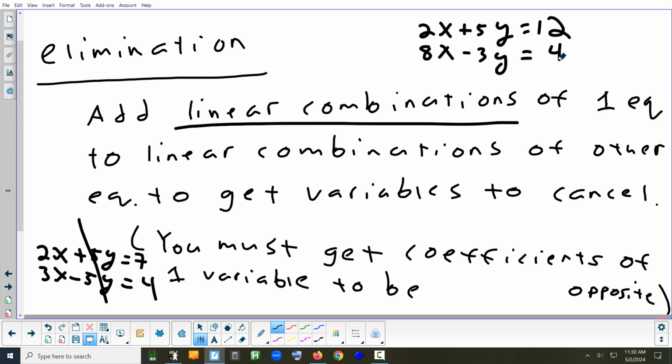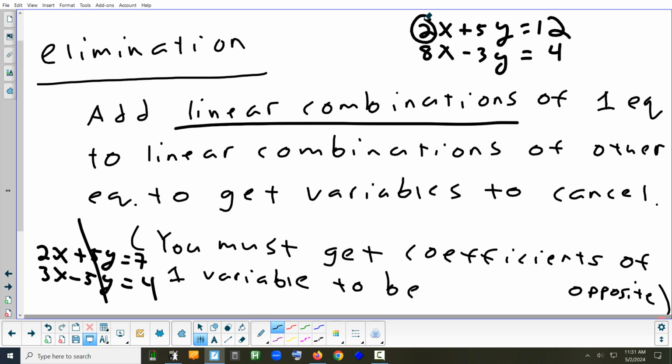You generally take a smaller number and multiply it by something to make it the opposite of a bigger number. So what could you multiply the top equation by? Yeah? -4. Yes, that's called a linear combination. If you multiply the top by -4, it's a multiple of the original equation. And then it would make the x's cancel. All right, so that's the idea of elimination.